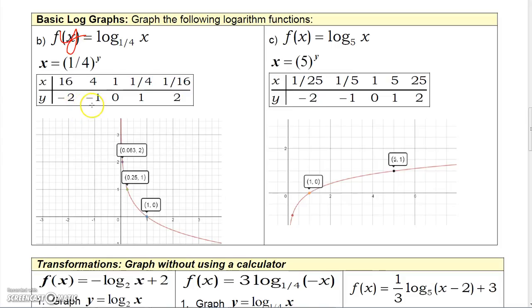Now, I'm only going to focus on these three values in the middle here because the others go off my chart. But I know that when y is negative 1, x would be 4. So let's say 4, negative 1 would be on the graph. Well, that would be way over here, somewhere down here. So that would be 4, negative 1. That's on my graph. Now 1, 0 would be right here, and then 1/4, 1 would be right here, and then 1/16, 2 would be right here.